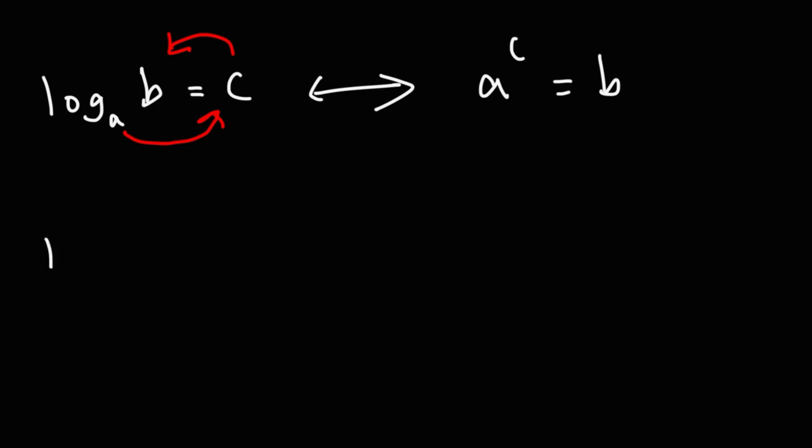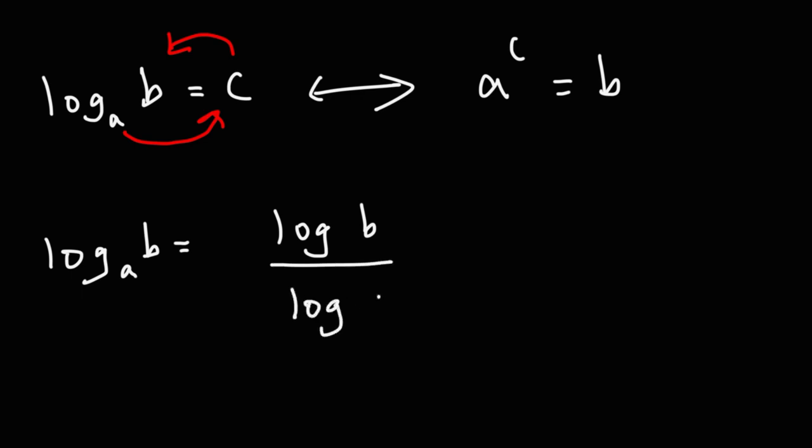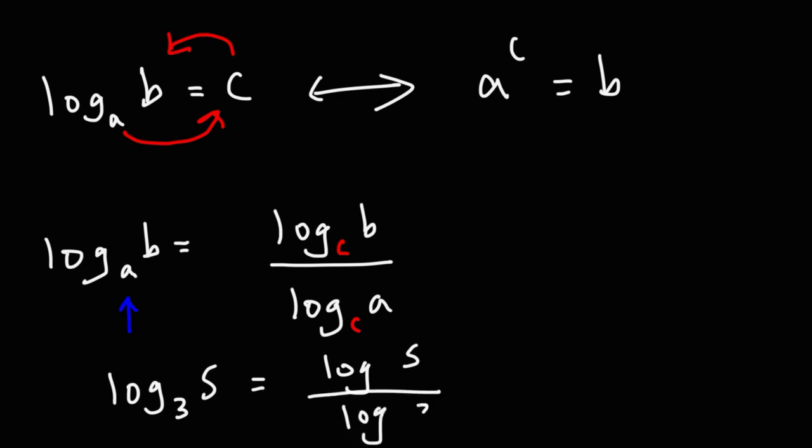The last one you need to be familiar with is the change of base formula. Log base A of B is equal to log B over log A. Now, notice that the base was initially A. This equation will work with any new base that you choose. The new base, we'll call it C. So as an example, let's say we have log base 3 of 5. This is equal to log 5 over log 3. Now, this could be base 4, it could be base 7. It doesn't matter what the base is. The equation's going to work.